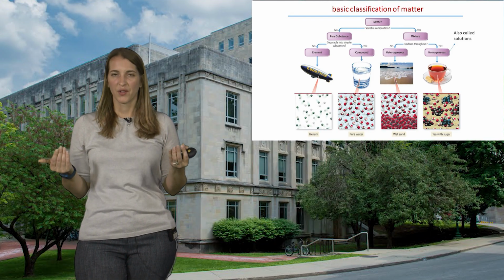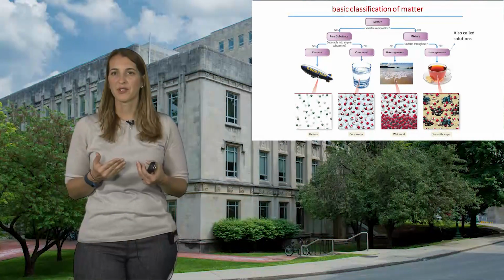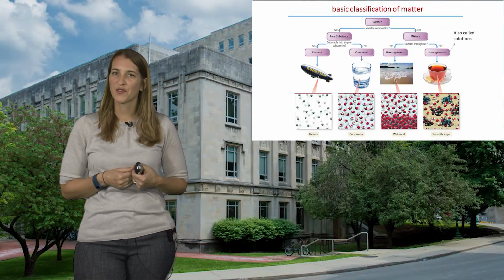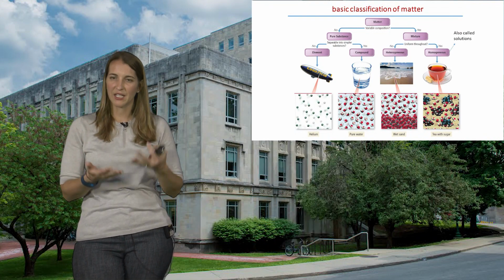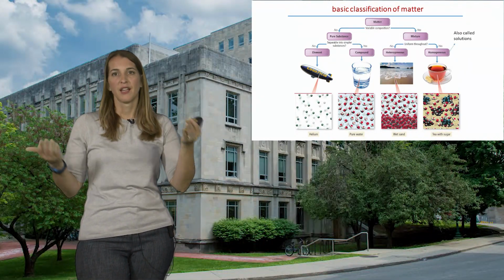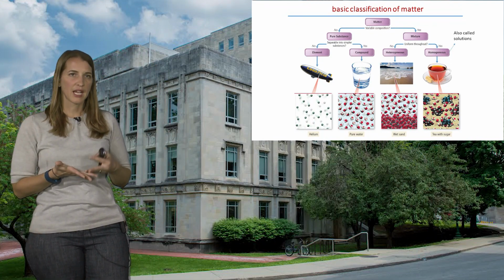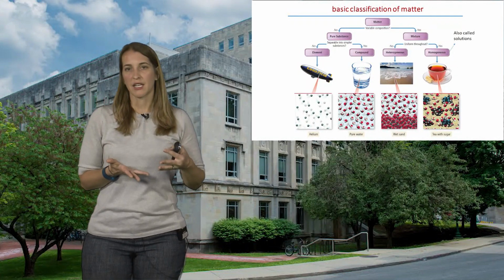If you have filtered orange juice, where the pulp is removed, you would say that would be homogeneous. But if you have orange juice with the pulp, that's not going to be all mixed throughout evenly, so that would be heterogeneous.